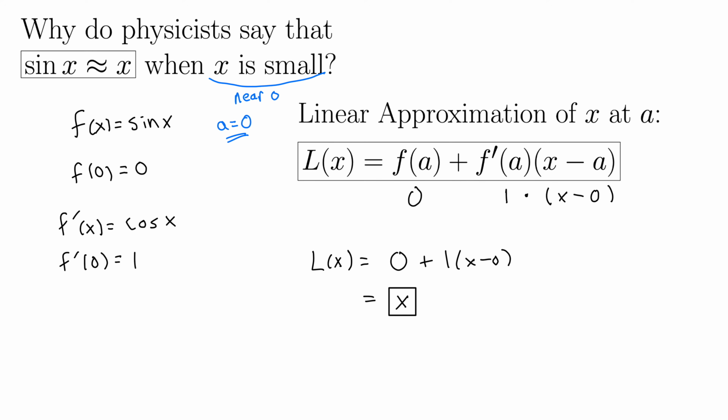So there's sound mathematical footing when physicists use sine x approximately x, as long as x is close to 0, and when you do this in your physics classes, it's totally legit. Let's take a look at the graphs of these two just to see how they look next to each other.